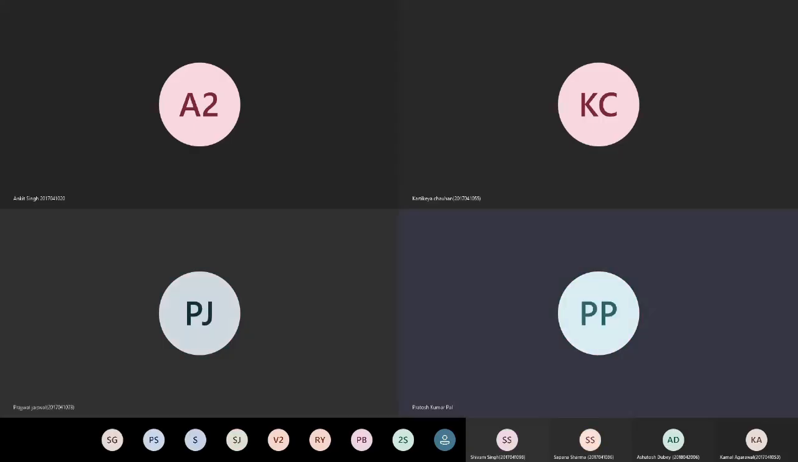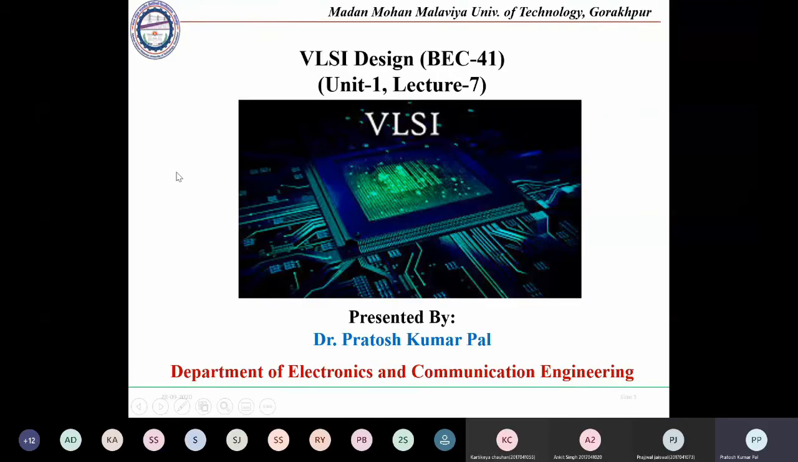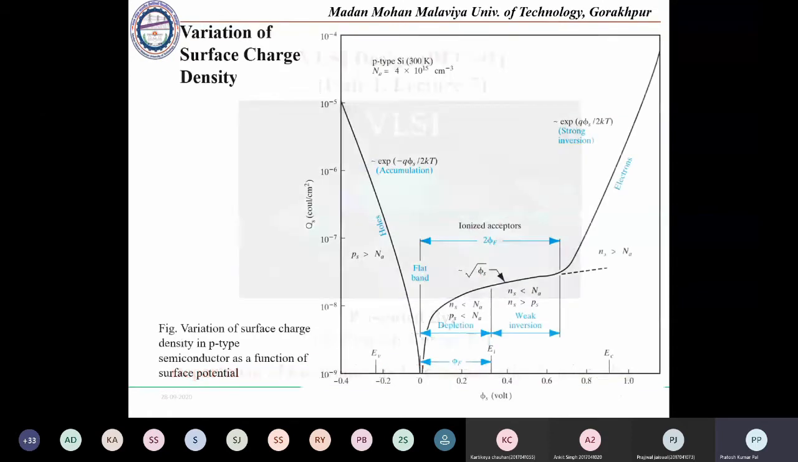Okay, so in this class we will be going through the CV curve, that is, the capacitance and voltage characteristics of the MOSFET. Before analyzing that, we will see how the surface charge is varying in the surface region, that is, the variation with respect to the area, which we will call the surface charge density.